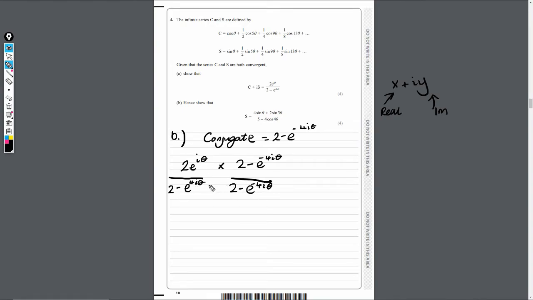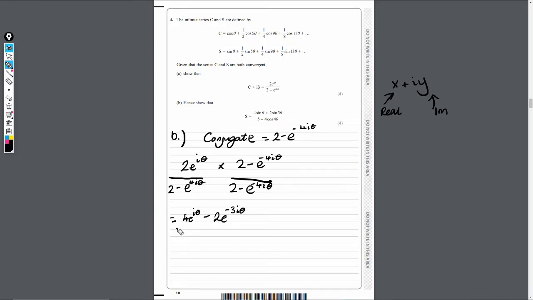So times in through now, doing the numerator first. If I've got 2e to the i theta times 2, that'll give me 4e to the i theta. Then 2e to the i theta times minus e to the minus 4i theta. So be very careful here. This will give us minus 2e, and be careful with your power now. If you've got i theta and then you times it by minus 4i theta, in total now we have minus 3i theta. Okay, so we're adding the powers.